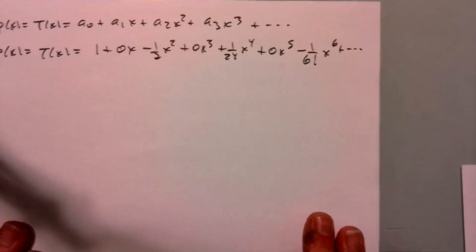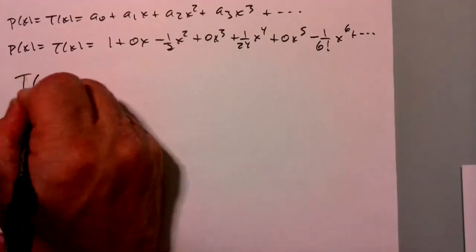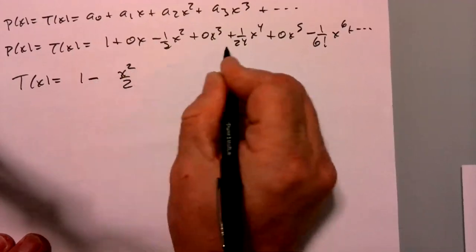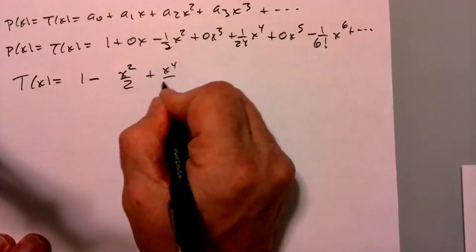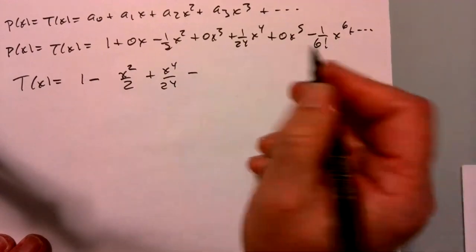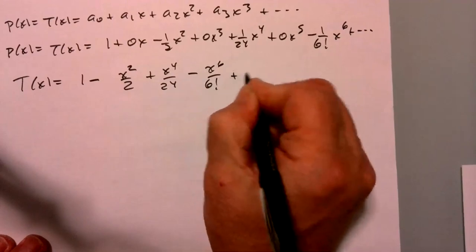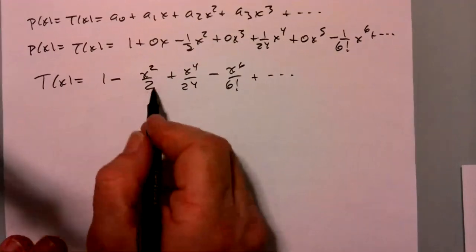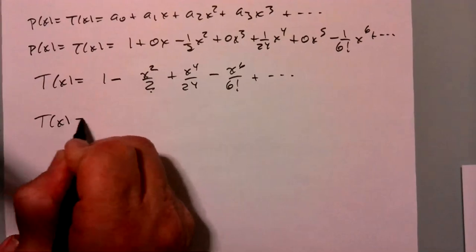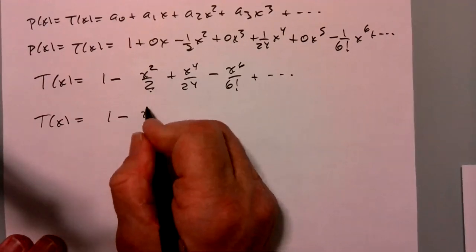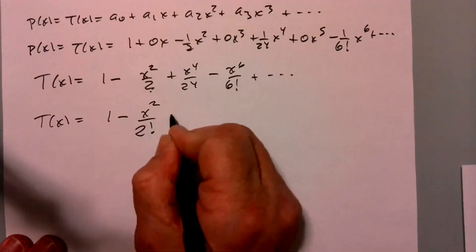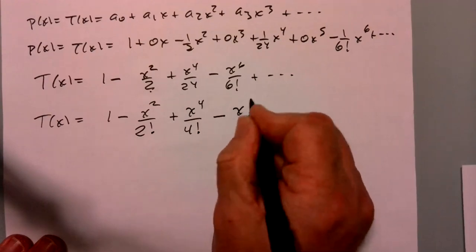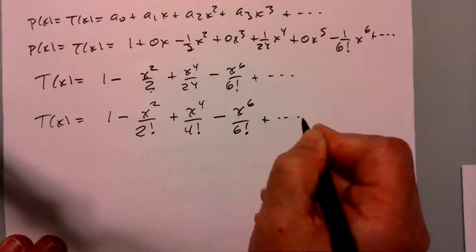So let's focus on this and describe it. I've got all those zeros, which are going to go away. I'm going to start calling this T of x for my Taylor series: 1 minus x squared over 2, plus x to the 4th over 24, minus x to the 6th over 6 factorial, plus dot, dot, dot. It goes on forever. It is a series. And that's 2 factorial, that's 4 factorial. So let's write this again this way: 1 minus x squared over 2 factorial plus x to the 4th over 4 factorial minus x to the 6th over 6 factorial plus dot, dot, dot.